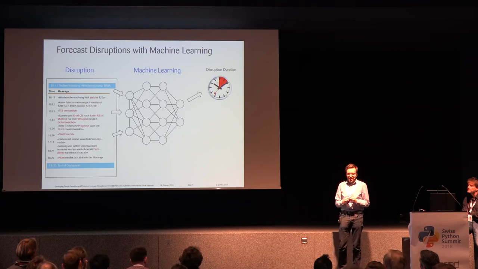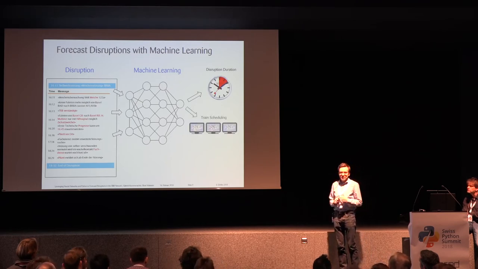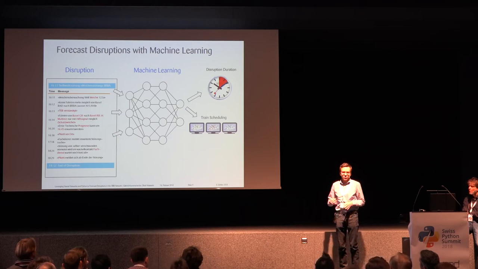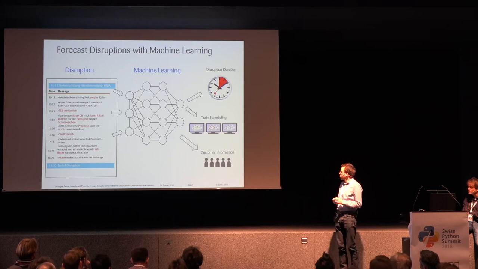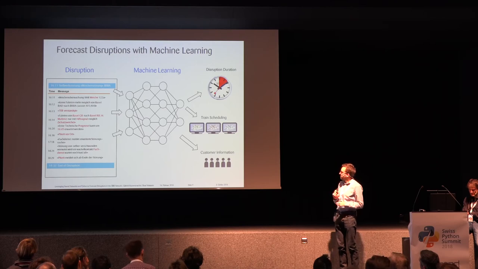The goal is to be able to use this prediction for scheduling, so when the dispatcher has some estimate of how long this is going to take, he can reroute trains differently. And also the customers might want this information, so they know that, okay, this is going to take 2 hours to fix, probably no train will run from Basel to some other point in Basel.